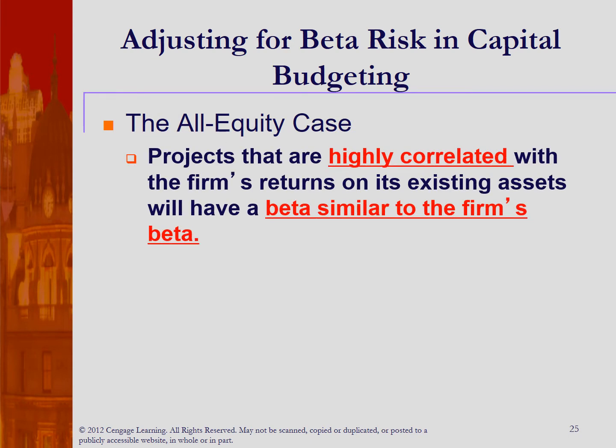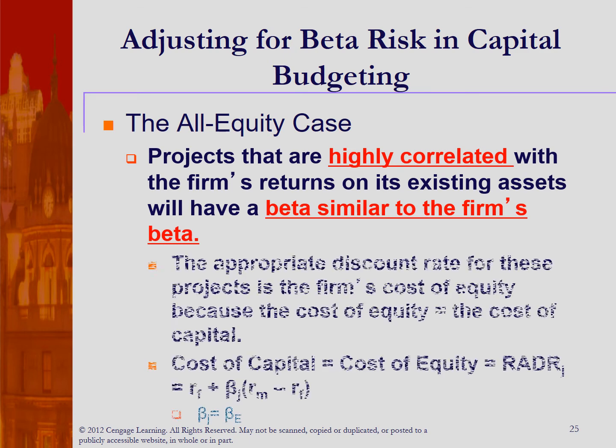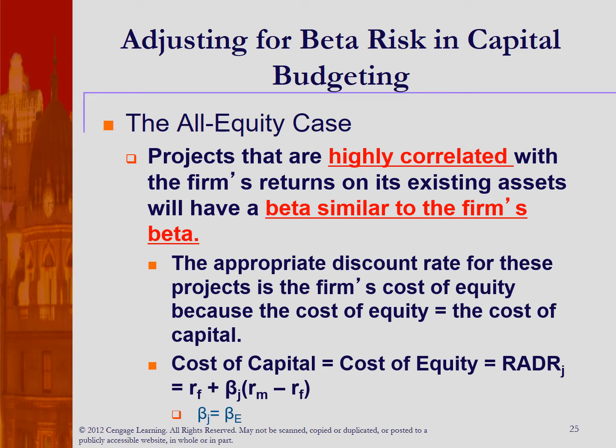Projects that are highly correlated with the firm's returns on its existing assets will have a beta similar to the firm's beta. Therefore, for the projects financed with 100% equity, the appropriate discount rate for these projects is the firm's cost of equity, calculated using the security market line.